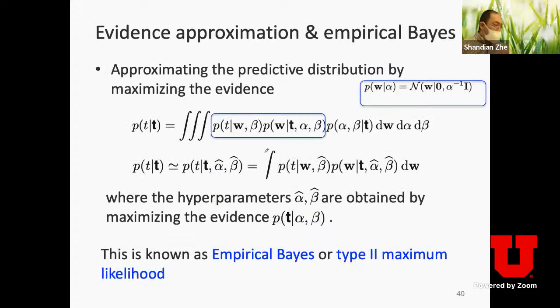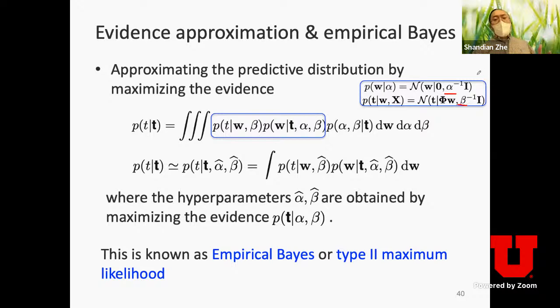Okay, so now let us try to leverage this evidence maximization idea. Suppose your model family is indexed by some hyperparameters, like in our Bayesian linear regression case. Each particular model can be indexed by alpha and beta. Remember, alpha is the inverse of the prior variance, and beta is the inverse of the noise variance.